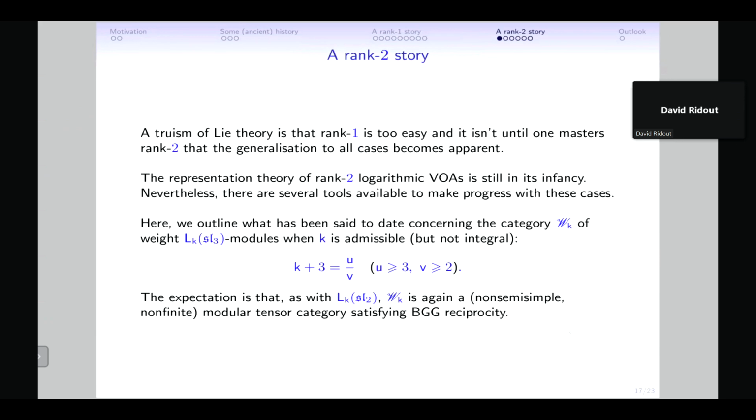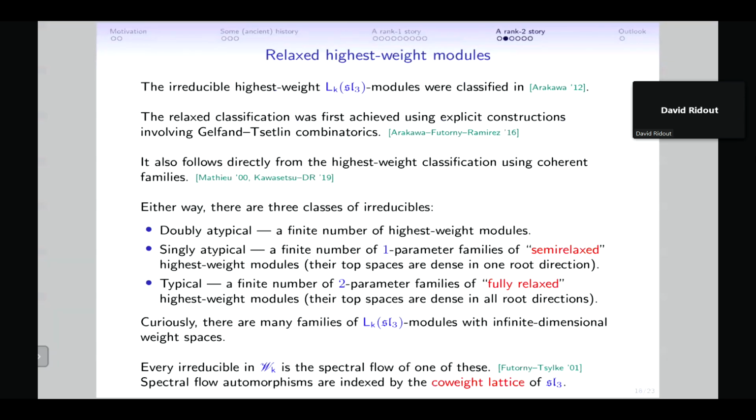The same tools which I outlined before are going to come back and help us again. So we're looking for the weight category. We can understand it by classifying the relaxed highest weight modules. And this was done by Arakawa, Futorny, Ramirez back in 2016 using Gelfand-Tsetlin and combinatorics. There are other ways to approach this now, of course.